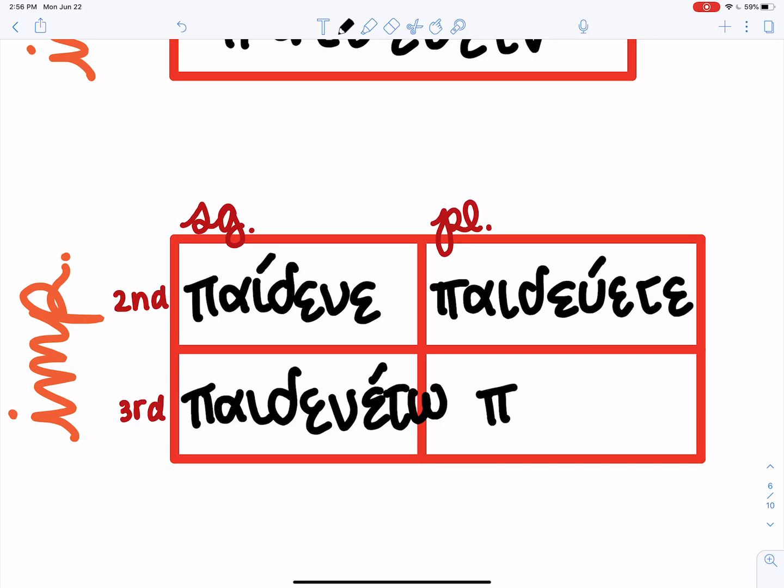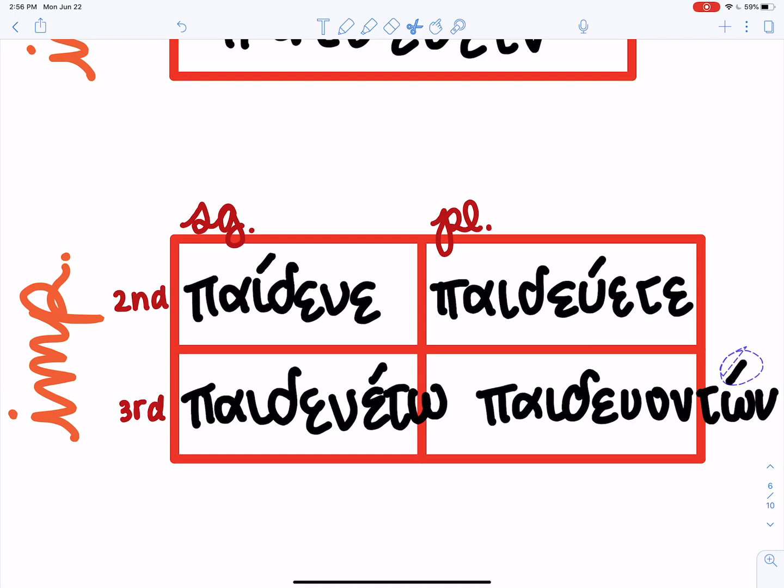And then the plural. So paideo, and then we put on our omicron, nu, tau, omega, nu. Put our acute on the ultima. We see that the ultima is long because of that omega, and we move back the acute one syllable.